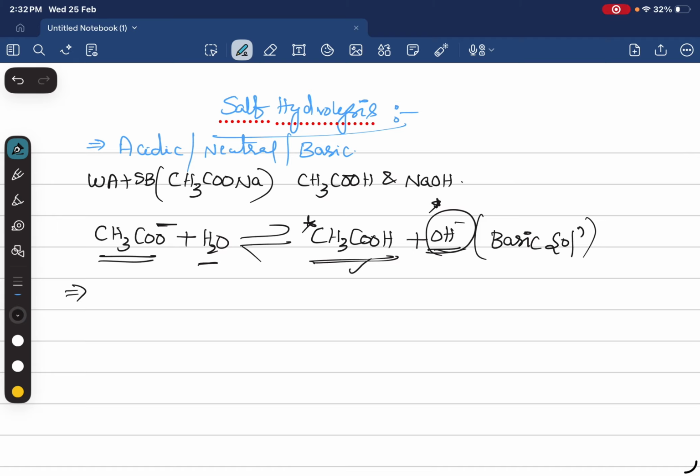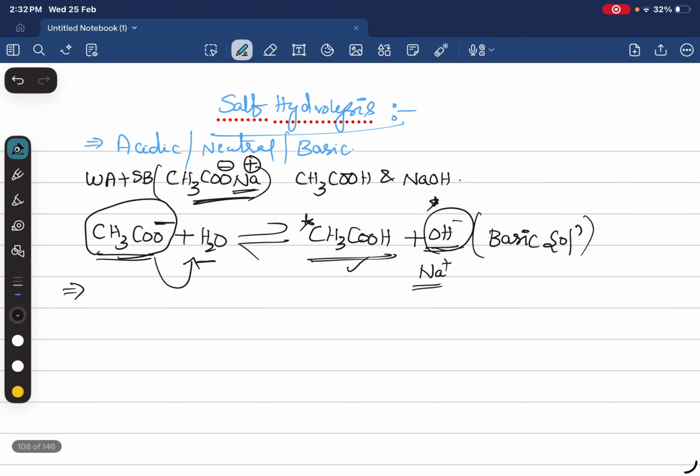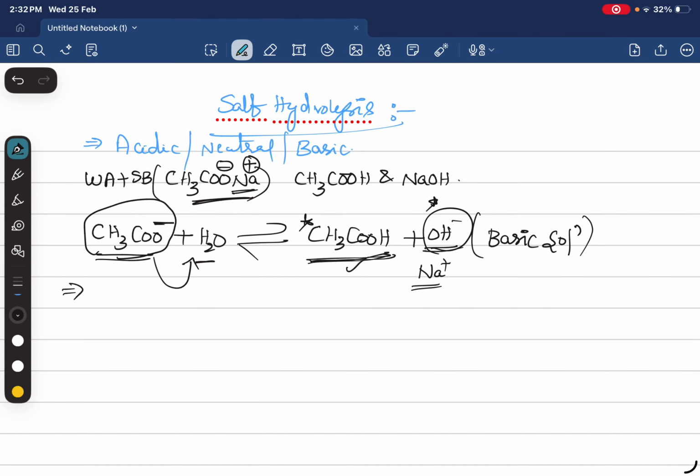So in this, which ion participated in the hydrolysis from this salt? The anion participated in the hydrolysis, because highly reactive ions are stable in ionic form. Na is stable in Na plus form, so it won't react with water. It will remain as Na plus only. The weaker ion accepts the respective ion from water and gets a neutral product, which is CH3COOH here. Since the anion from the salt participated in the hydrolysis, it is called anionic hydrolysis.